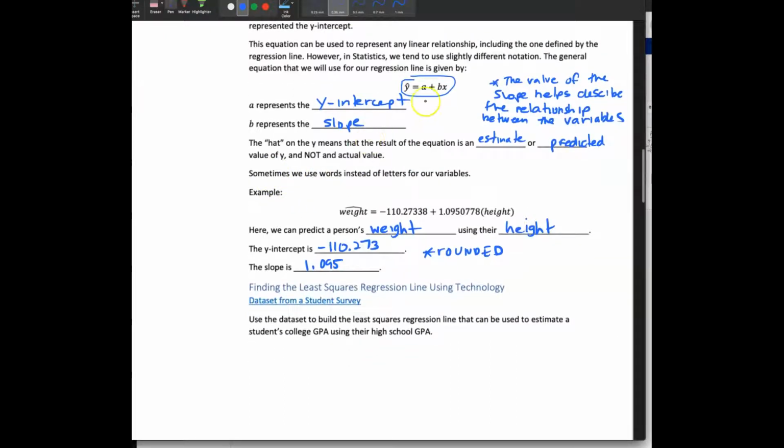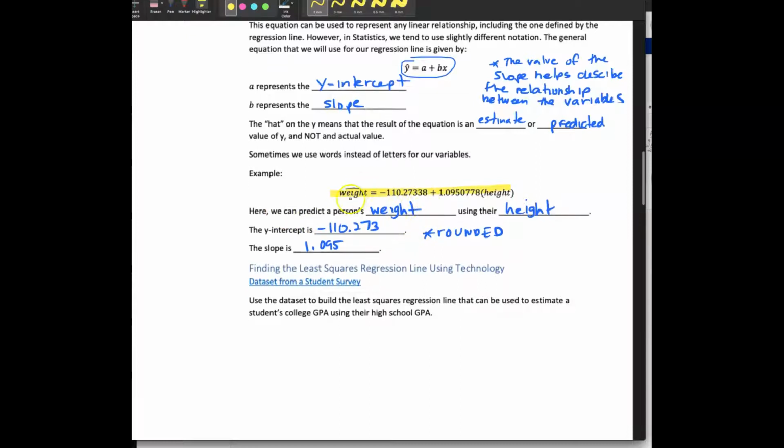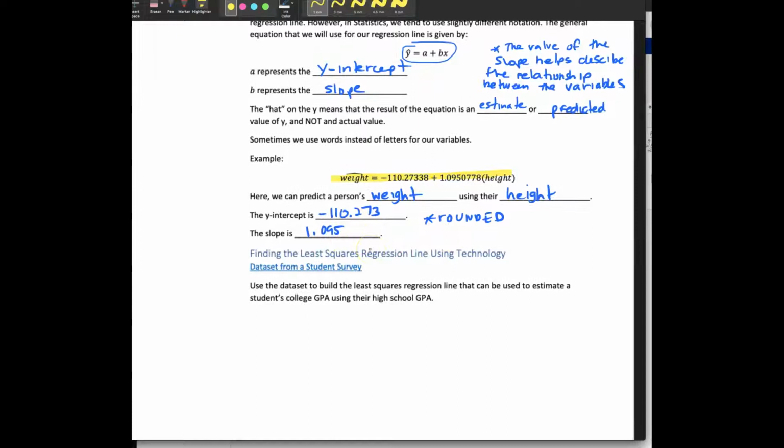And so you will see it this way, or you will see the equation done in words like this. Let's predict the weight of someone if you know their height. That's the relationship we have here. We can predict a person's weight using their height. There should be some relationship, and these are the rounded numbers related to that.